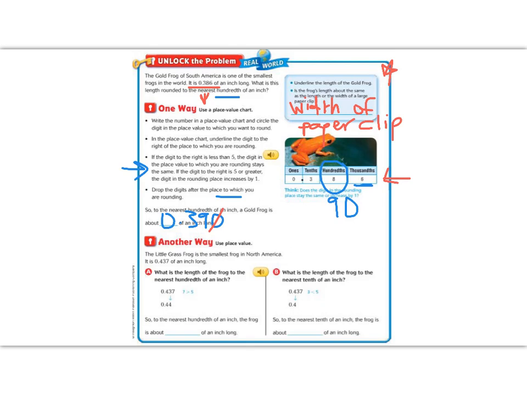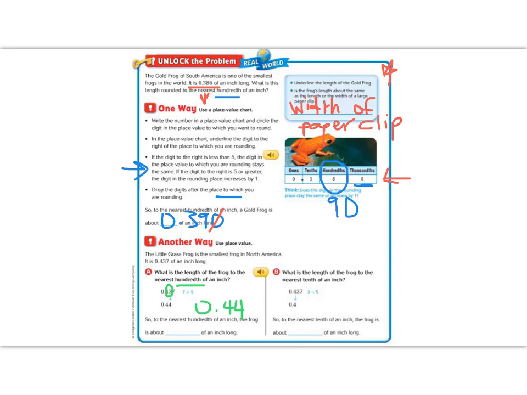Another way to do this is with place value. The little grass frog is the smallest frog in North America. It is 0.437 of an inch. What is that length rounded to the nearest hundredth? So again, we circle the digit that we're going for. So we're going for the hundredth, so we circle the 3. And we look next door, we see a 7. 7 is greater than 5, so that makes us round up. So the 3 becomes a 4. So now we have 0.44.